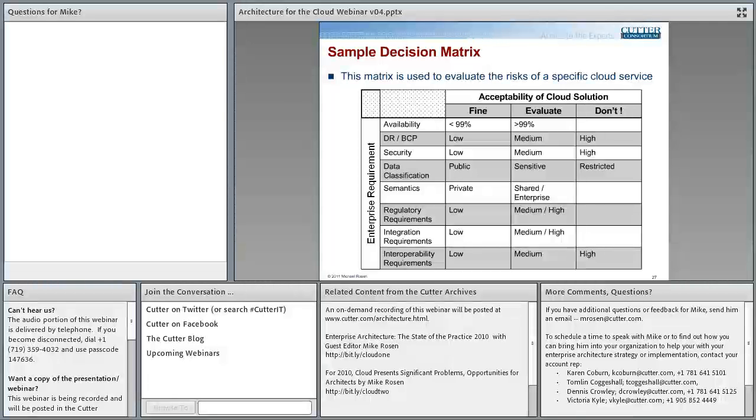Personally, I'm not comfortable yet with moving that most confidential data out into the cloud. So I might put a rule in place that says let's not move that kind of data out into the cloud. There are some things that are obviously good solutions for the cloud.